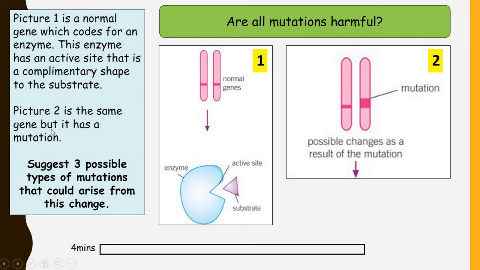Picture two is the same gene, but it has a mutation. And I wanted to pause a bit now and think about what are the three possible types of mutations that could arise from this change. So we've got to use our imagination here, that a gene has undergone a mutation, whether that's an insertion of a new base, or a deletion of a base, or whether the base is changed to another base to code for a different amino acid, whatever it may be. The result is that there could be some changes to this particular enzyme. And we know that enzymes are very important to control our biological reactions. They are, of course, biological catalysts and are a protein.